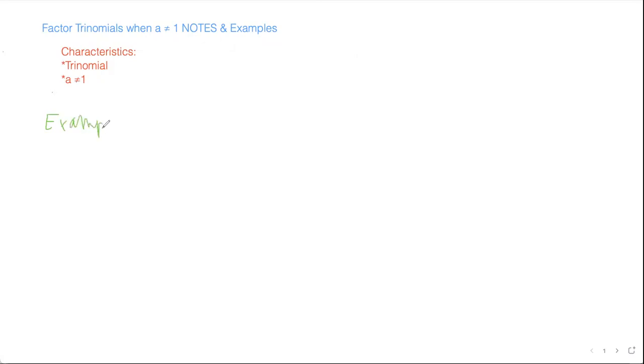Our first example, and I will definitely make sure that you're writing this down and following along, is 6x squared plus 7x plus 2. Right away, let's double check these characteristics. There's only 2 things that need to happen. 1, it needs to be a trinomial. We're good to go. And 2, A is not equal to 1. Just to clarify, A is equal to 6, B is equal to 7, and C is equal to 2.